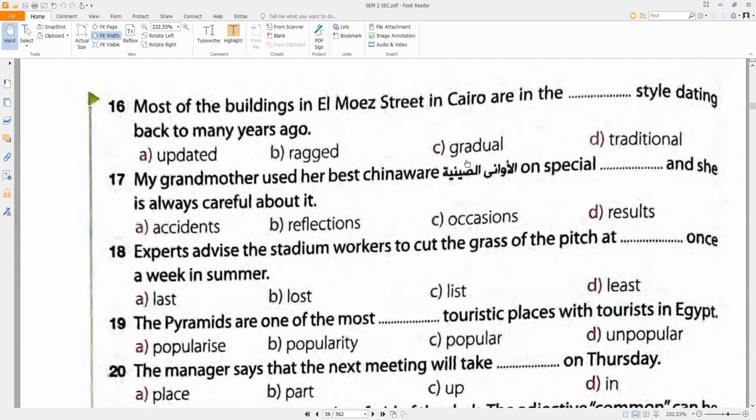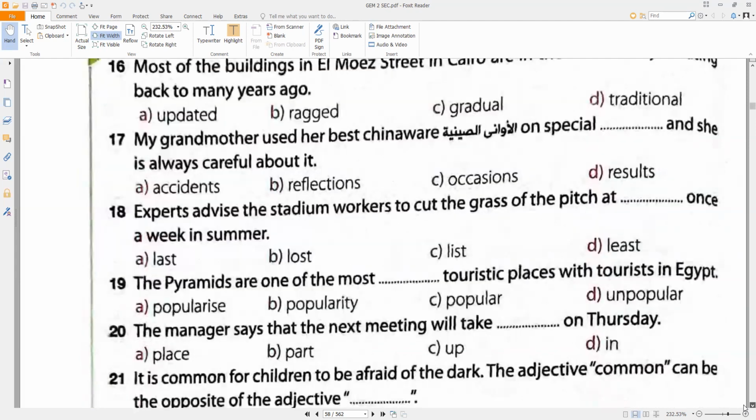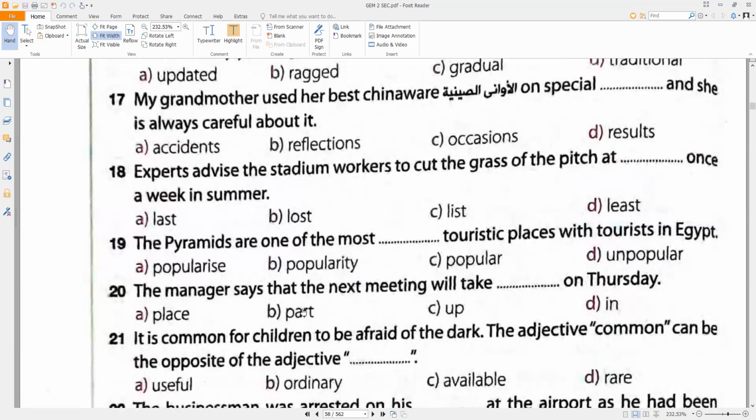Number 20. The manager says that the next meeting will take place on Thursday. Place, part, up, in. Will take place, yes, not take up. Take up means to start something. Take place means happen.